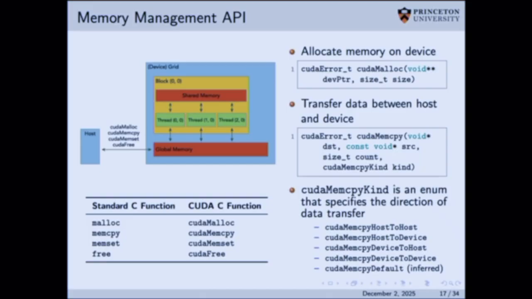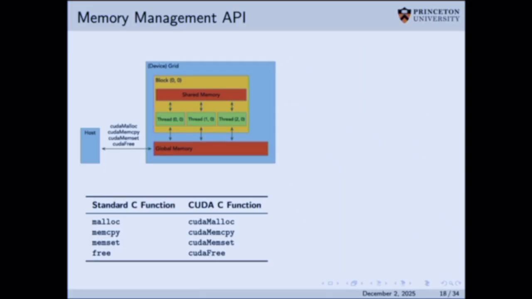So you can copy data from the host to the host, or you can just use the built-in C memcpy for that. But the more interesting ones are trying to copy between the host and the device, so host to device and device to host. And then there's also a default that just infers the direction you want to copy in based on where the pointers are actually pointing. And then finally, to free memory on the device, there's a cudaFree function.